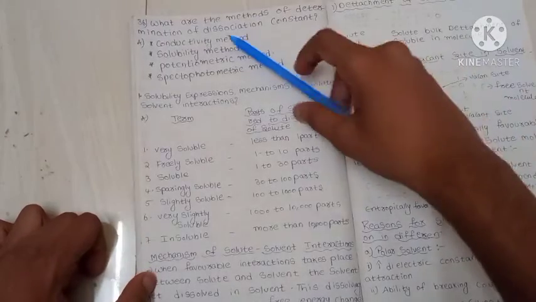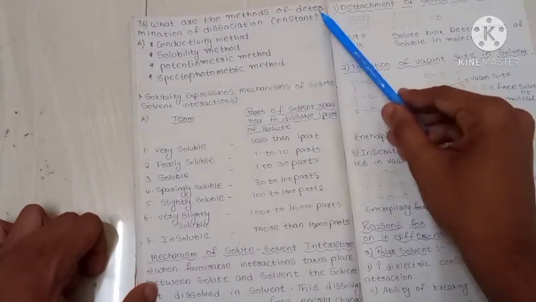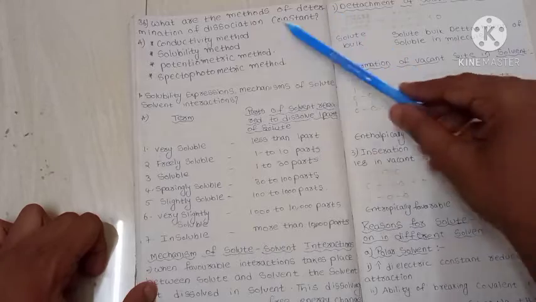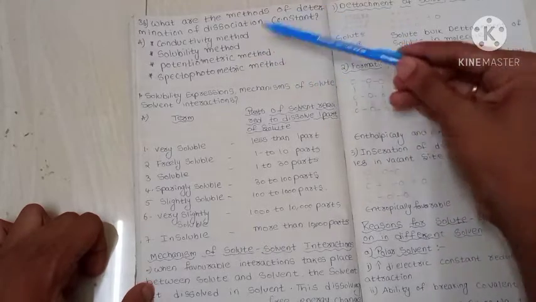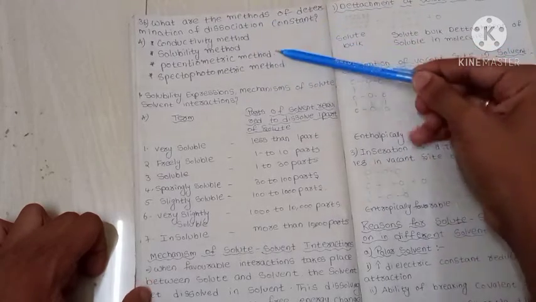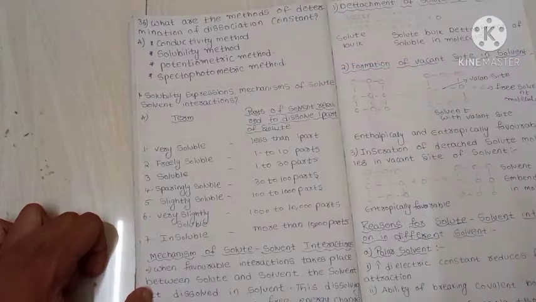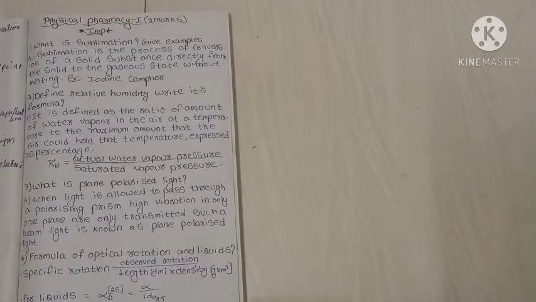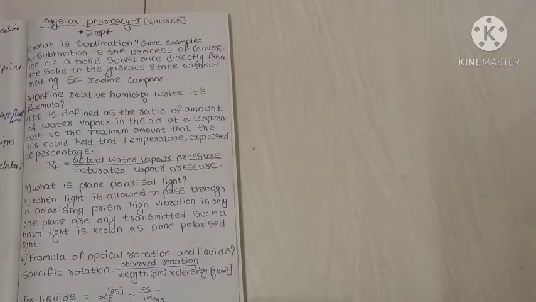Next, what are the methods of determination of dissociation constant? Dissociation constant can be determined by the conductivity method, solubility method, potentiometric method, and spectrophotometric method. This is the overall 2 marks important questions of 2 lessons, first unit and second unit of physical pharmacy.